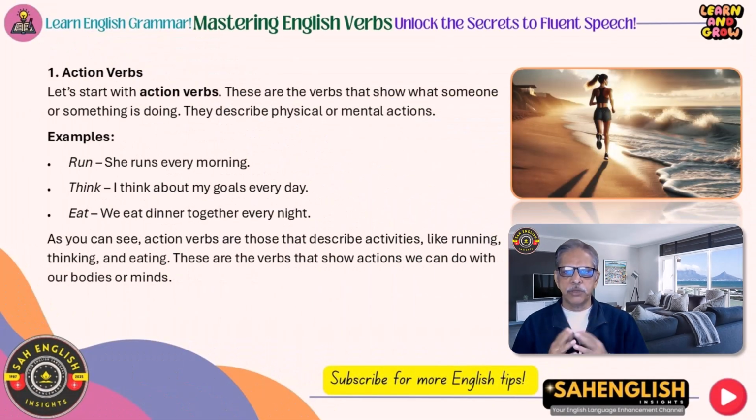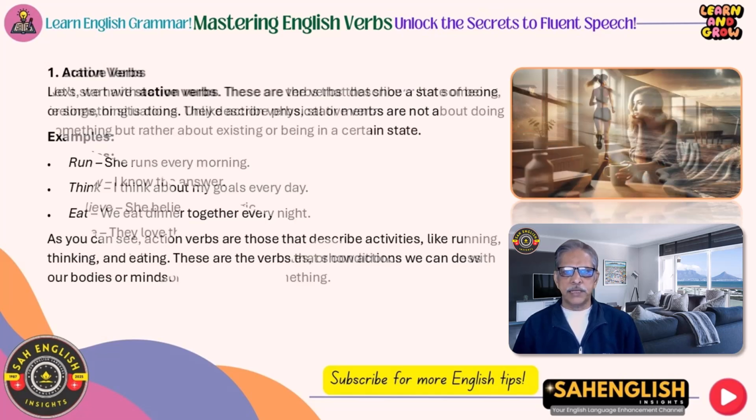1. Action verbs. Let's start with action verbs. These are the verbs that show what someone or something is doing. They describe physical or mental actions. Examples: run, she runs every morning. Think, I think about my goals every day. Eat, we eat dinner together every night. As you can see, action verbs are those that describe activities like running, thinking, and eating. These are the verbs that show actions we can do with our bodies or minds.